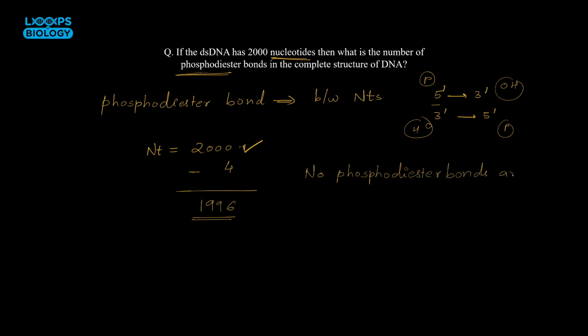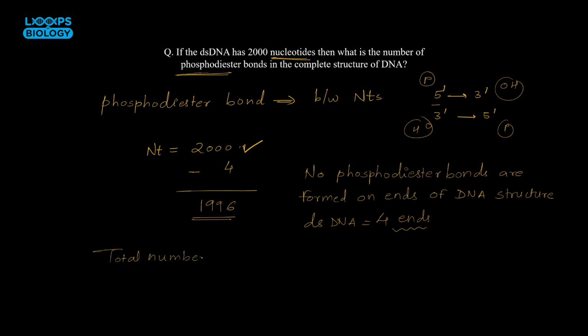Phosphodiester bonds are formed on ends of DNA structure, and as it is a double-stranded DNA, there are total 4 ends. So that's why the total number of phosphodiester bonds is nothing but 2000 minus 4, that is 1996. This will be my answer.